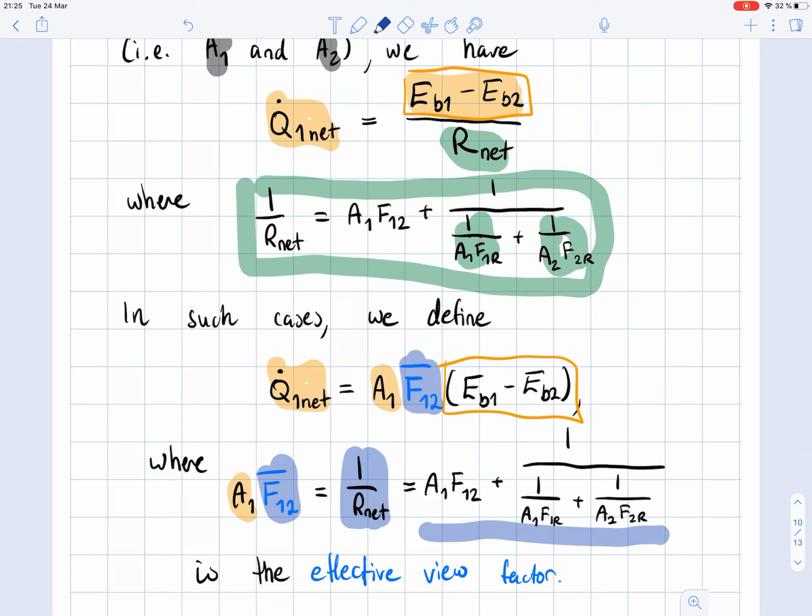This F12 with a bar overhead is called the effective view factor. So we lump the effect of radiation going to and from the refractories or the adiabatic surface into one complete factor that we have here. That's the effective view factor.